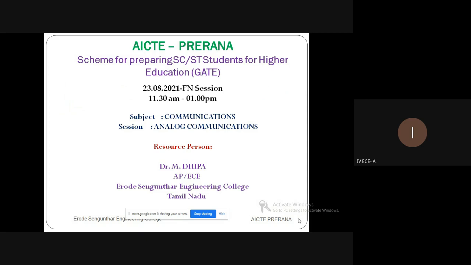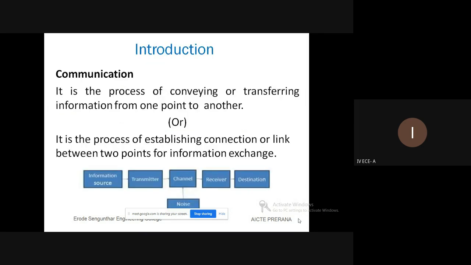Today, I'm going to discuss analog communication. Under communication, first we'll discuss what communication is. Communication is the process of conveying or transferring information from one point to another. It can also be defined as the process of establishing a connection or link between two points for information exchange.